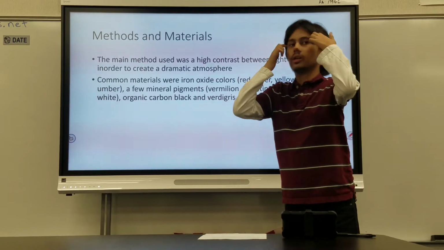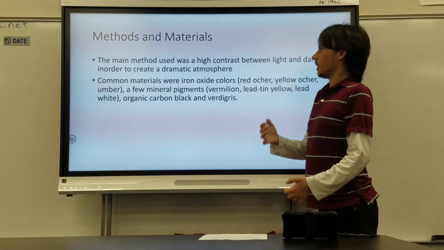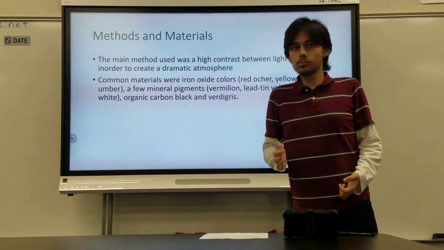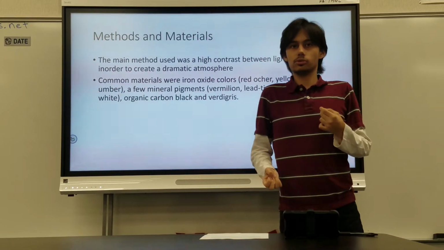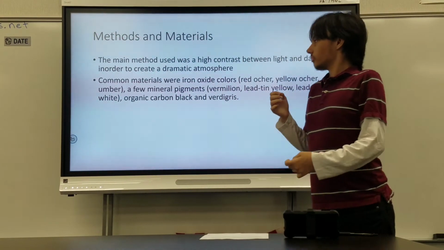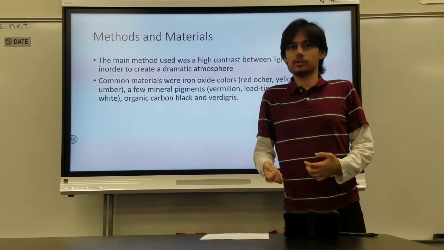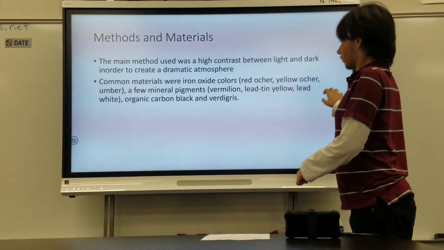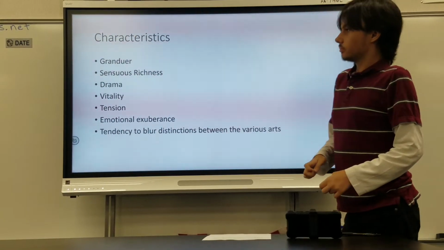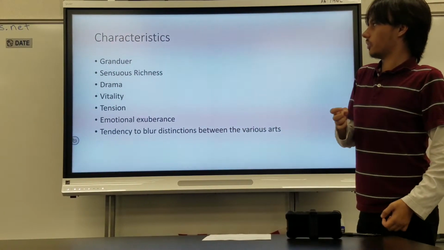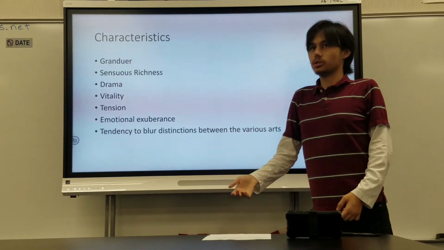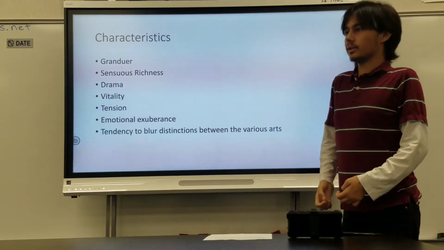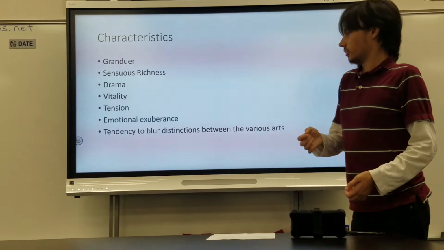The main methods used in this form of art were a high contrast between light and dark to create a dramatic atmosphere. Some common materials were iron oxide pigments and very light or very dark colors. Some more characteristics of this type of art are grandeur, sensuous richness, drama, vitality, tension, emotional exuberance, and the tendency to mix with other various arts.